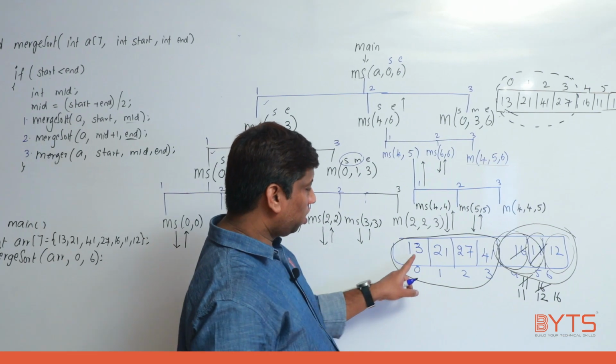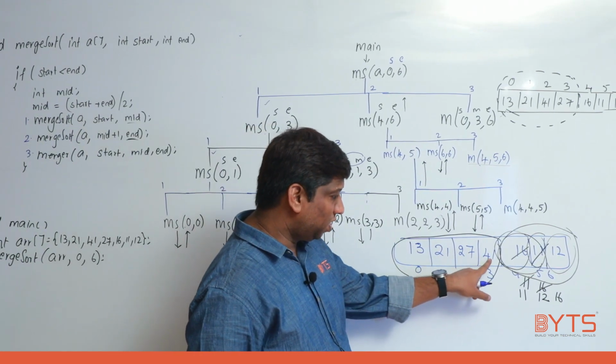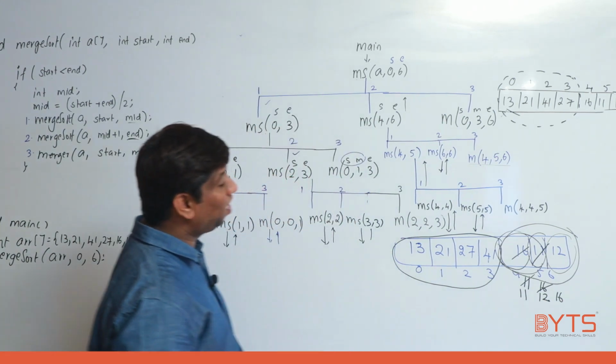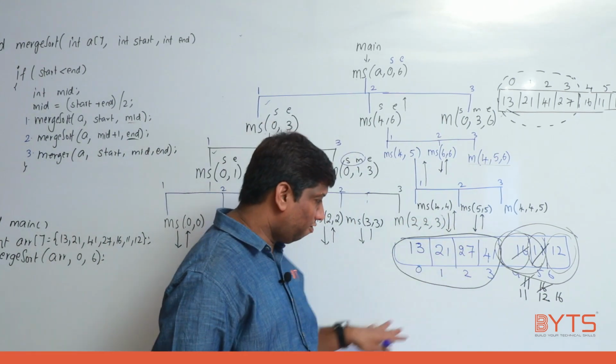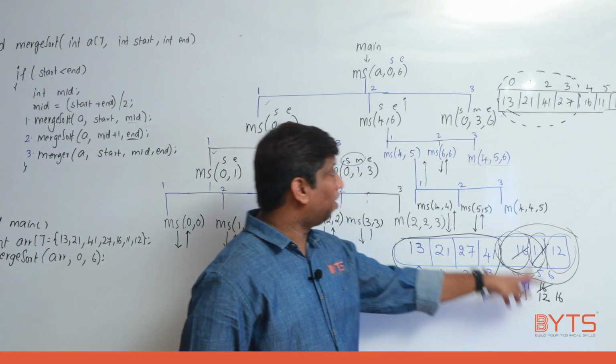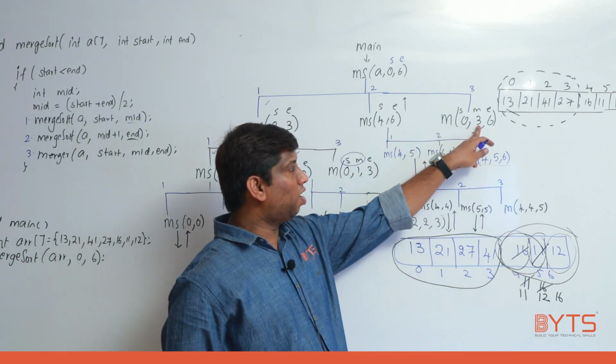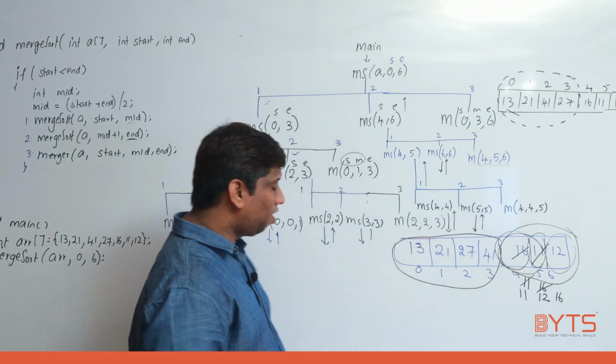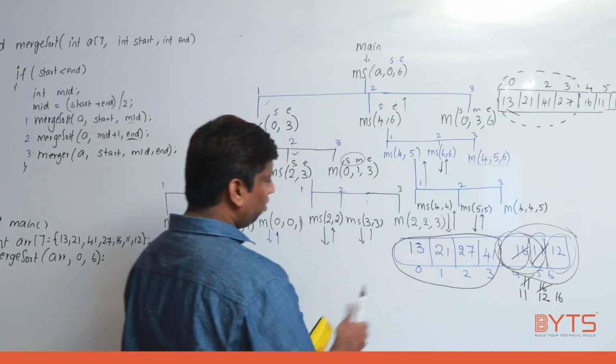So try to understand. 13, 21, 27, 41 is sorted. 11, 12, 16 also sorted, right? Now what is merge telling? I will take this array into the left array. I will take this array into the right array, right? 0 to 3 is the left array. 3 plus 1, 4 to 6 is the right array. Next it will start comparing all the elements and it gives you the final output.